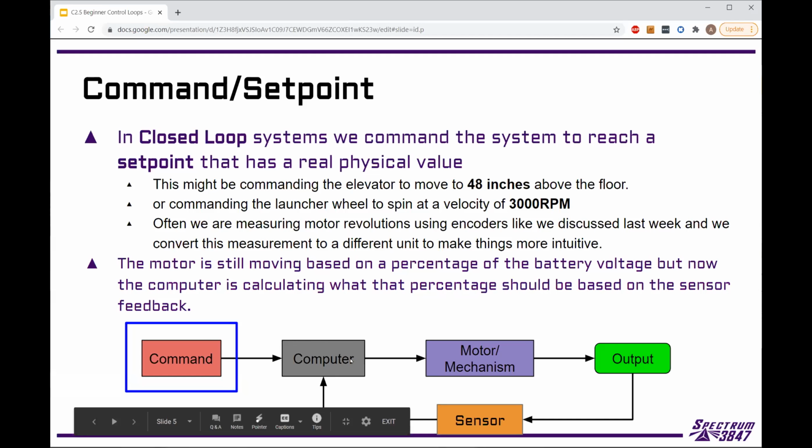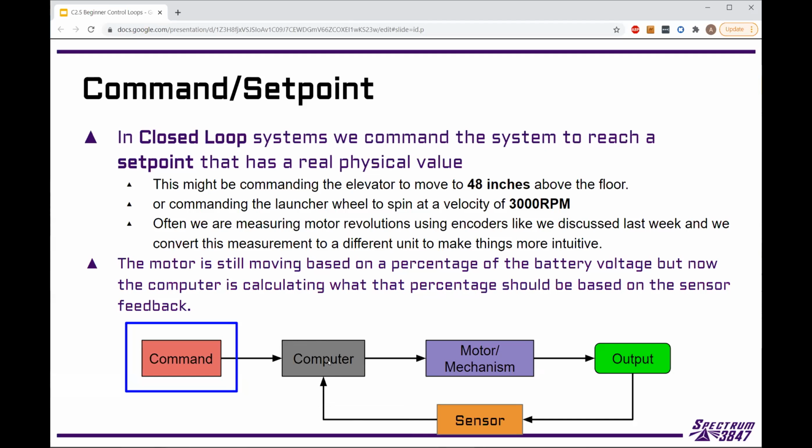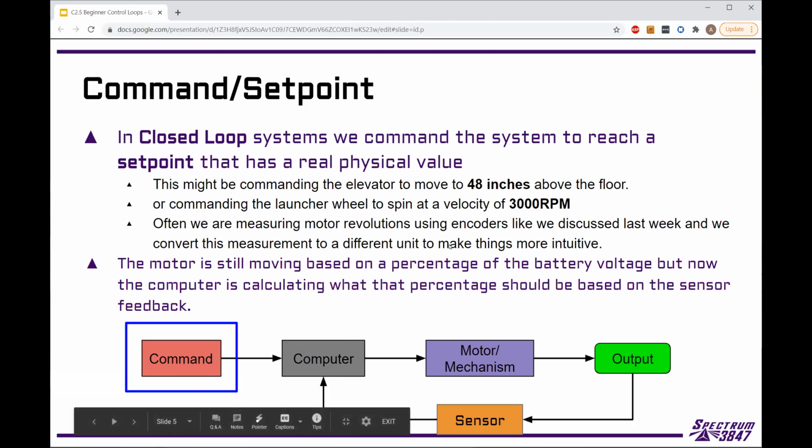So that's what we're going to dive into: what is the computer actually doing to take our command, to take the information from the sensor, and get us that output? Basically it's figuring out what percentage of the battery, the actual amount of power, to send to the motor all the time to get us to the output that we want.